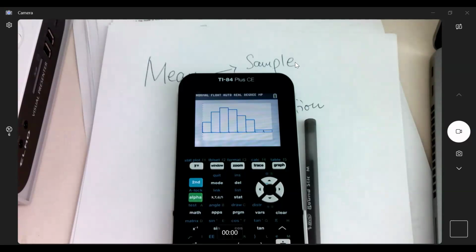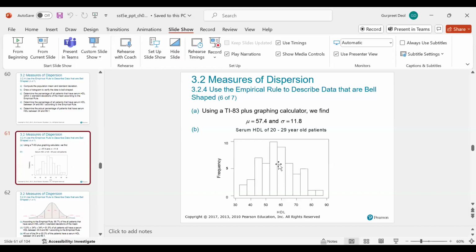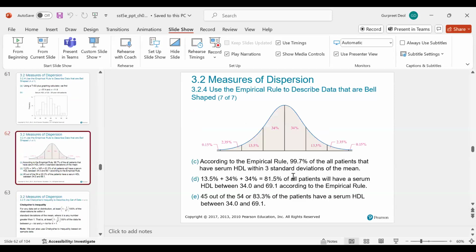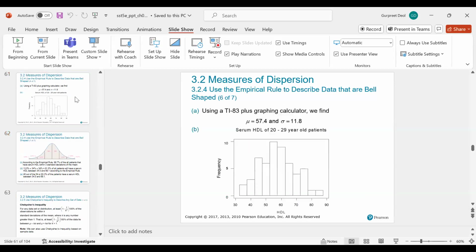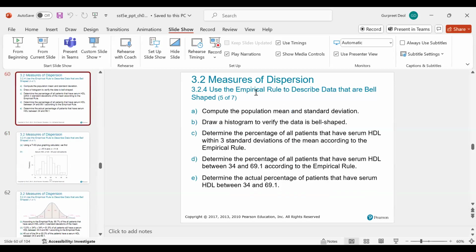Okay, taking us back here. Here we were in the graph. This was the graph that we just saw in our calculator. Now, this is what we were learning, the empirical rule. And then we were answering the questions. The question had several parts: compute population means, standard deviation, which we did, histogram we did.